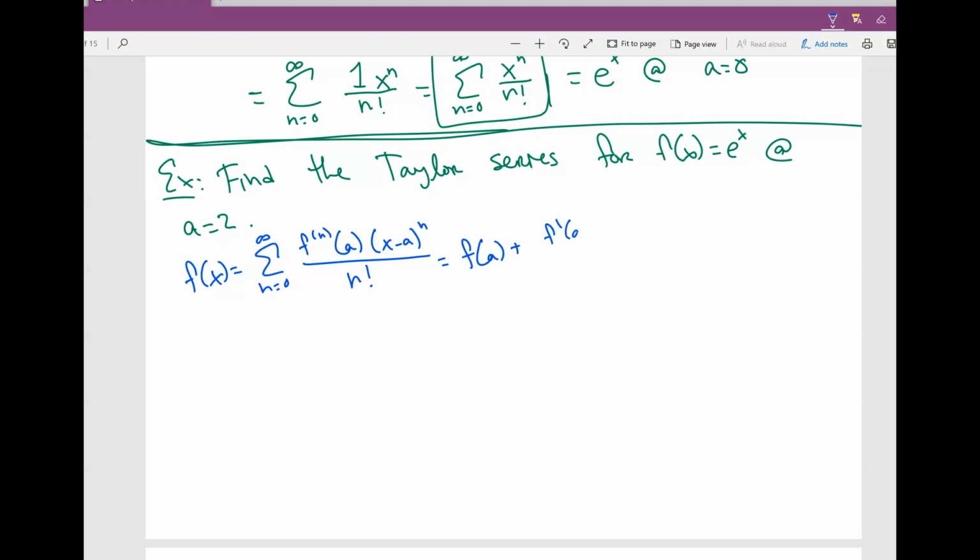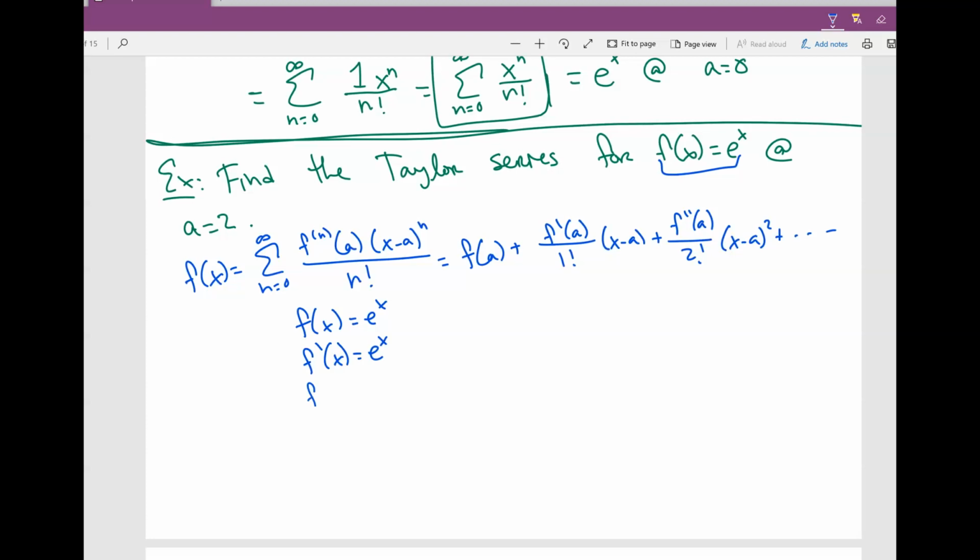plus f prime of a over 1 factorial times x minus a, plus f double prime of a over 2 factorial times x minus a squared, and then it continues. So now let's start off with our function. f of x is e to the x. When I take the derivative of this, you're going to get e to the x. I take the derivative again, you're going to get e to the x again, and so on.